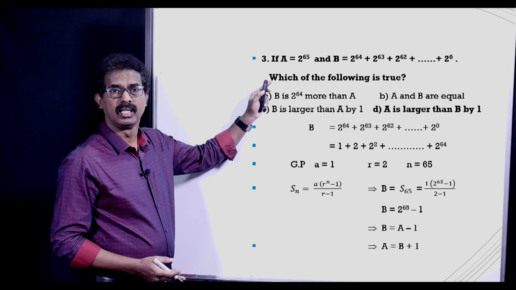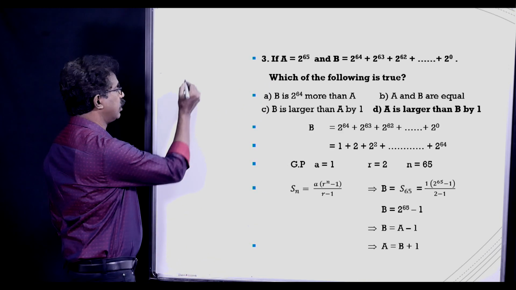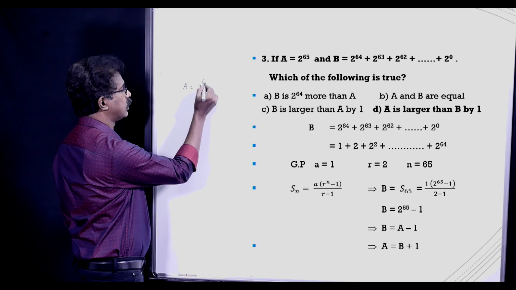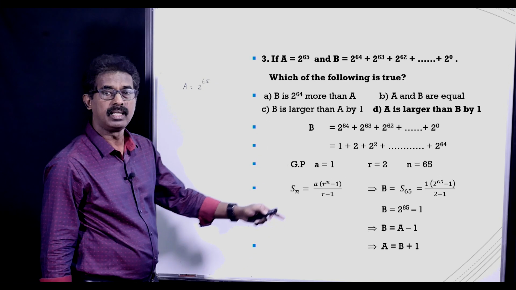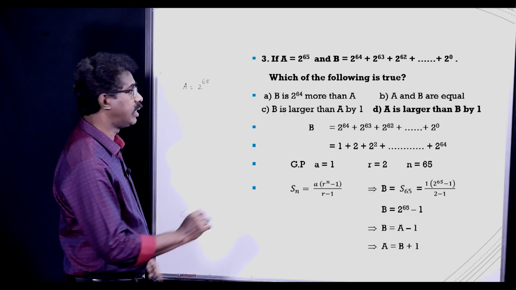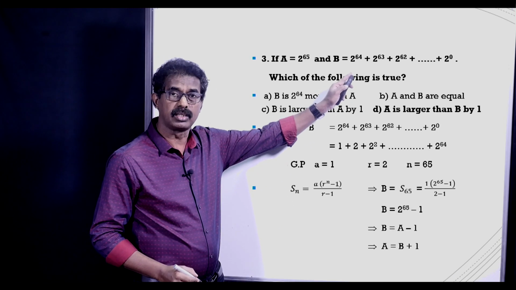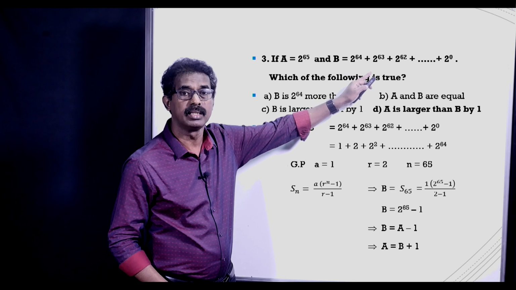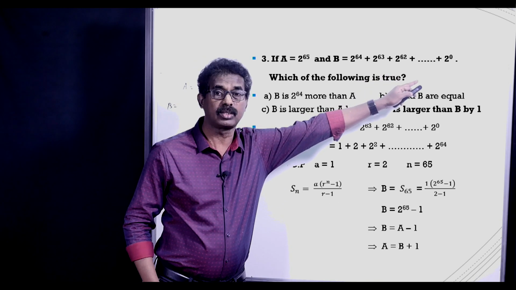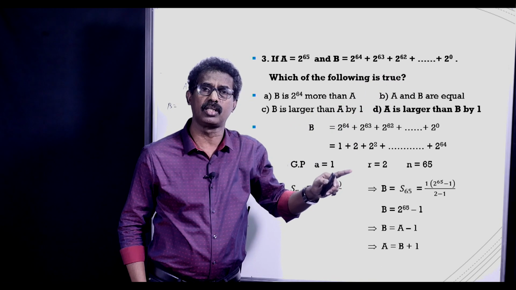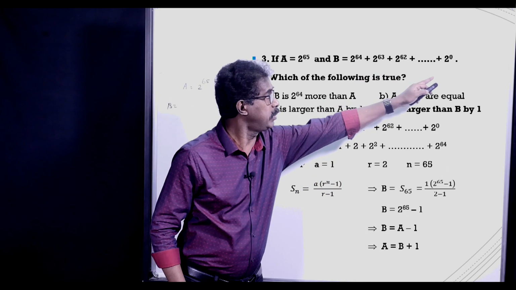Look at this question. A is equal to 2 raised to 65. Then B is a lengthy expression given, right. B is equal to 2 raised to 64 plus 2 raised to 63 and so on. Last one is what? 2 raised to 0. What is 2 raised to 0? 1.